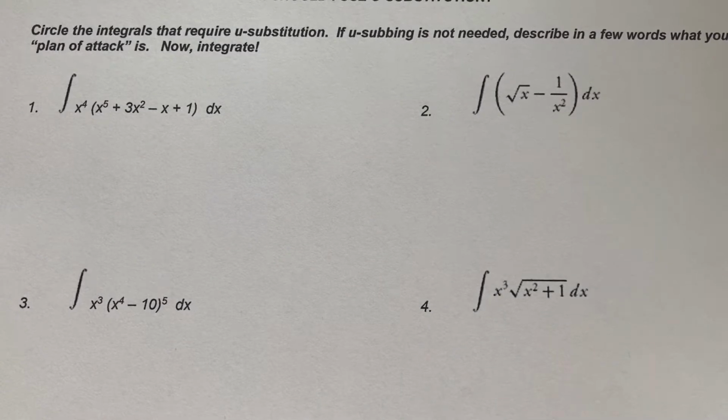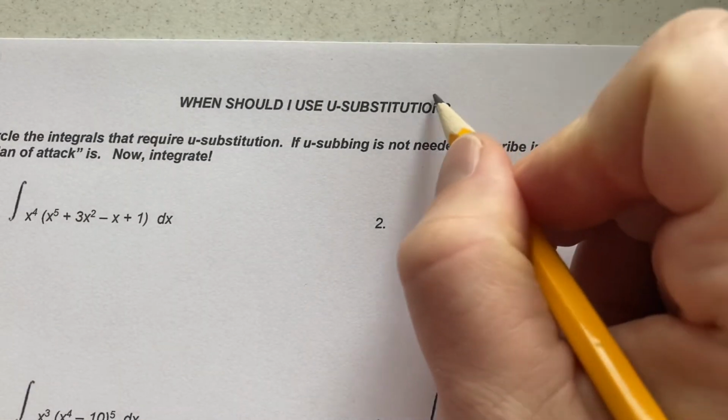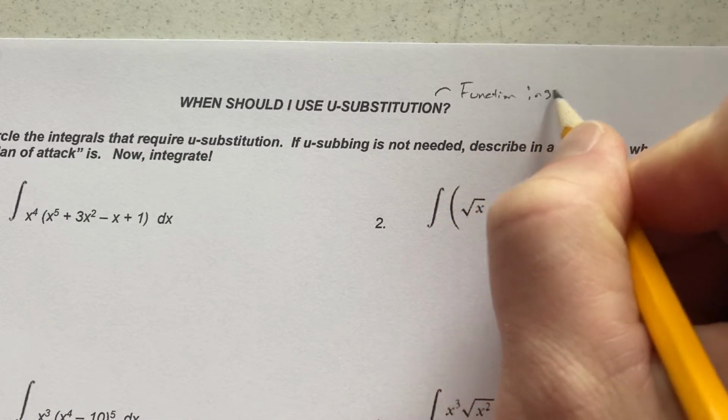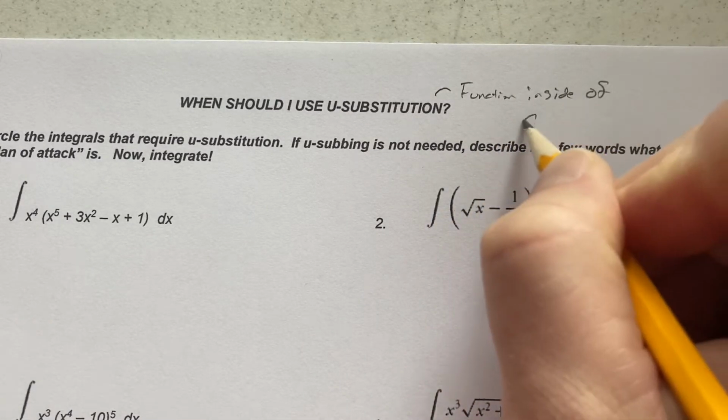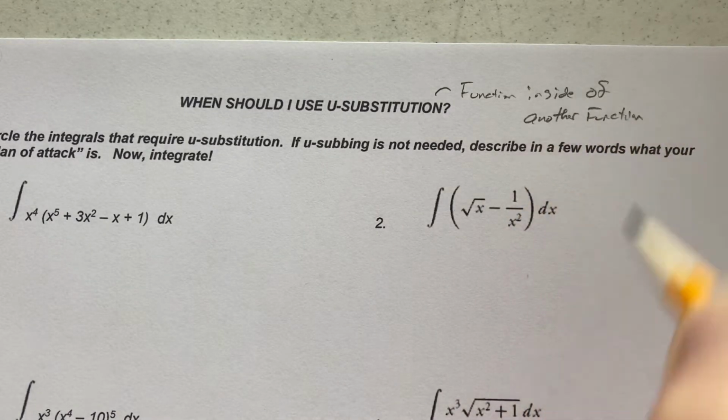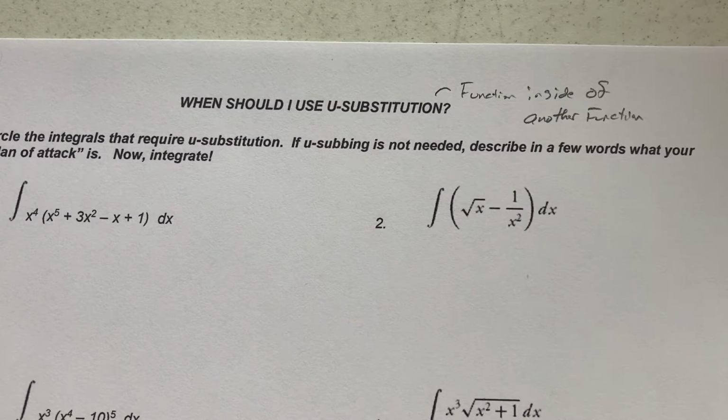So the deal is we should always do u-sub when we see one function inside of another. U-sub is an extension of the chain rule, so it's a composition idea. If I see a function inside of one, that's my cue to u-sub.